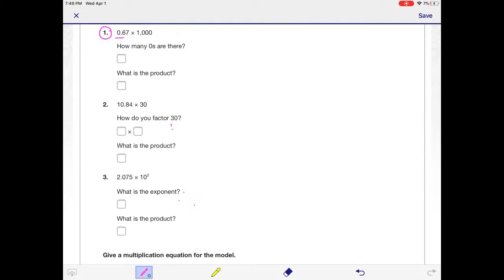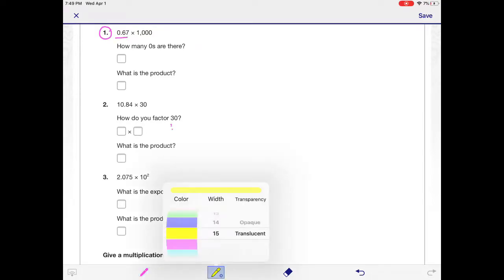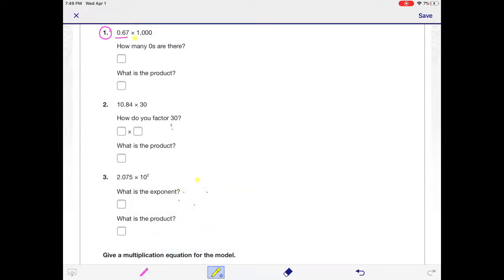And when you multiply a decimal by a power of 10, all you have to do is move the decimal point. So which way do you think you're going to move the decimal point? If you're multiplying something by 1,000, it's going to get a lot bigger. So you move the decimal point to the right, the same number of places as there are zeros.